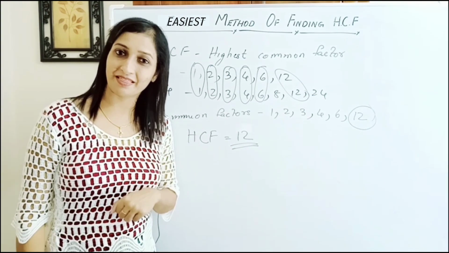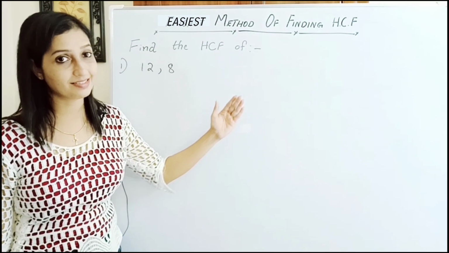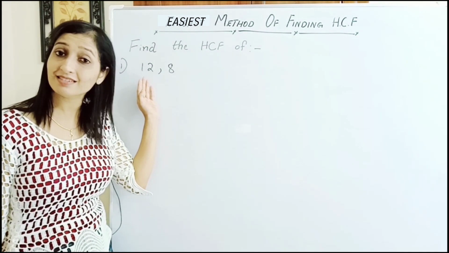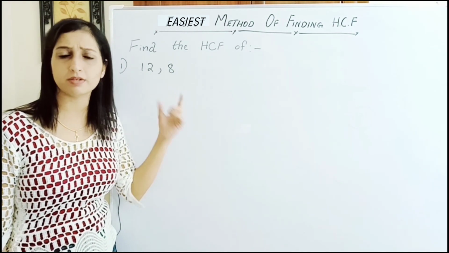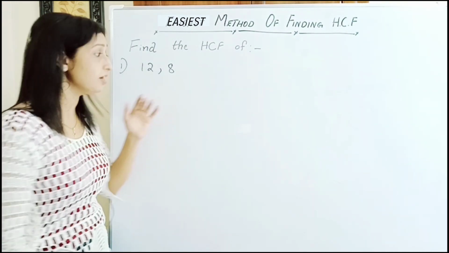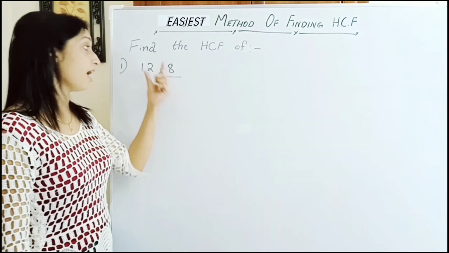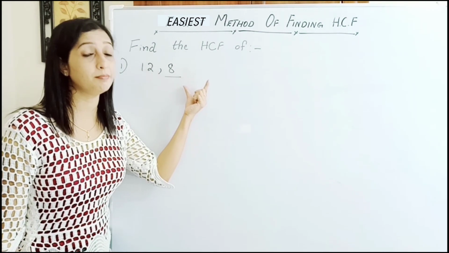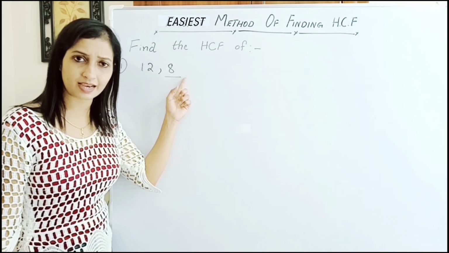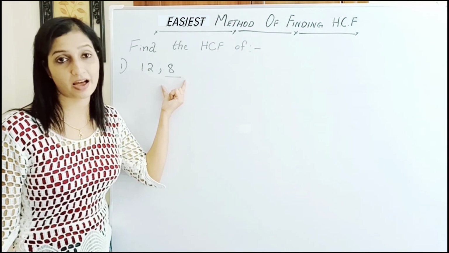So let's see what the method is. Now, to understand the easiest method of finding the HCF, we move on to our first example, which is to find out the HCF of 12 and 8. When we are given two numbers, our first step is to find out which is the smallest number. Which is the smallest number here? 8 is our smallest number. Now, our second step is to check whether the other numbers can be divided by the smaller number exactly. Can 12 be divided by 8 exactly? No.